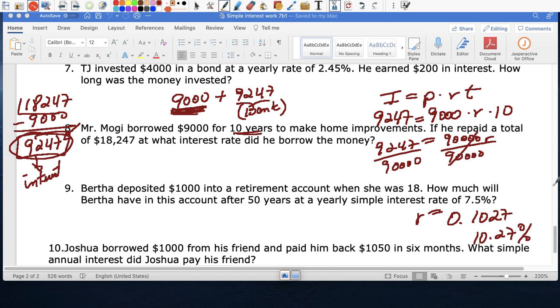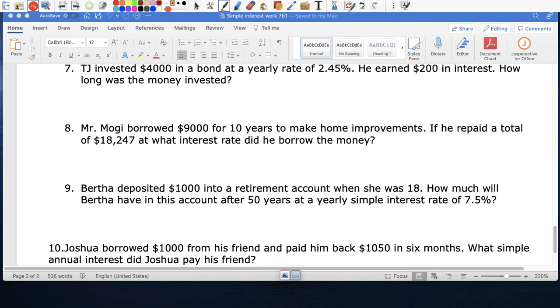Again, not that great of an interest rate. Yeah, well, maybe he didn't have... He had decent credit, I guess.